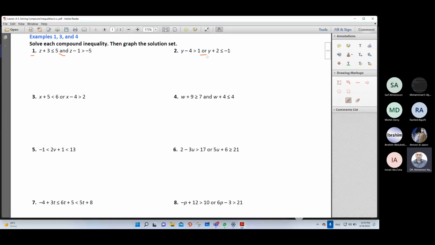What is the difference between "and" and "or"? Listen to the first example and to the second example to know what is the difference between "and" and "or".